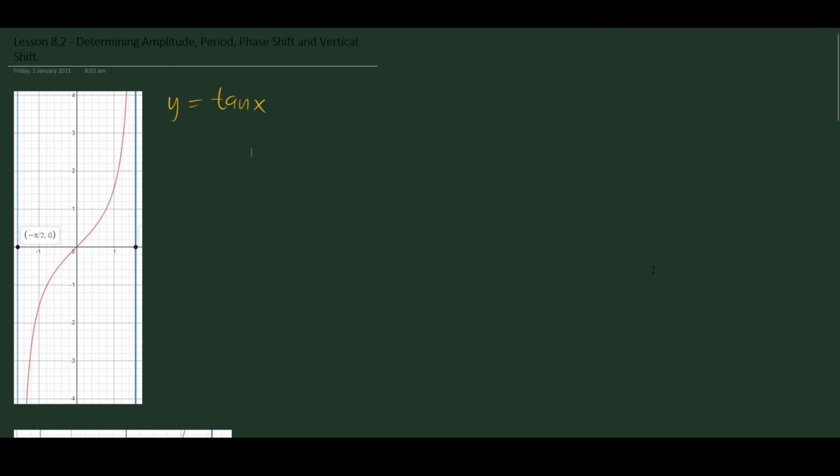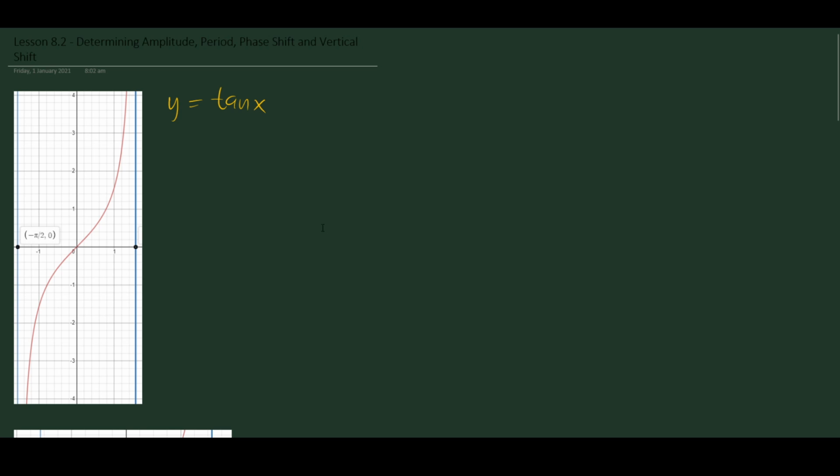Okay, hello everyone. So this is the second part of determining amplitude, period, phase shift, and vertical shift. Unlike in the previous video, we will focus on relatively simpler problems, but we will demonstrate tangent and secant. So this is a little bit different from the cosine and the sine.